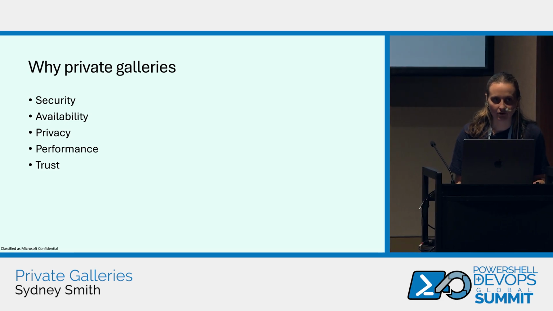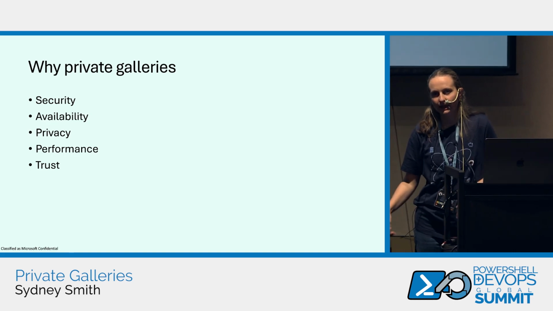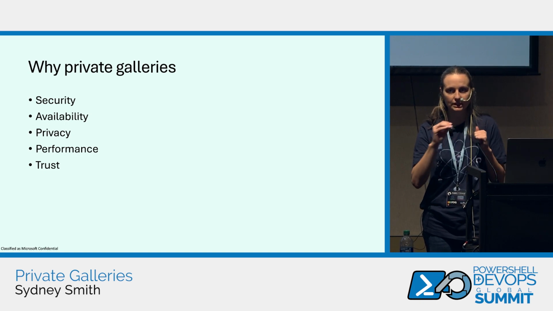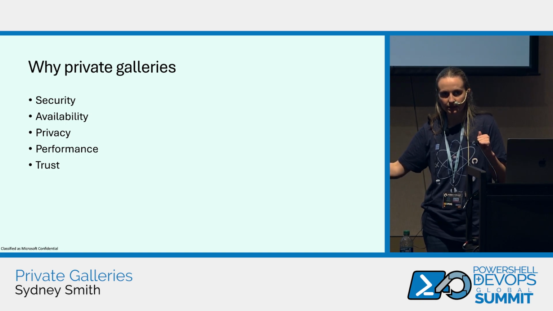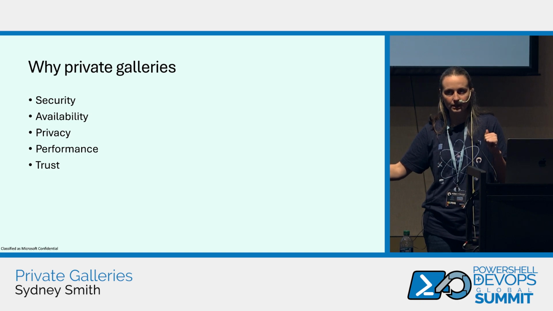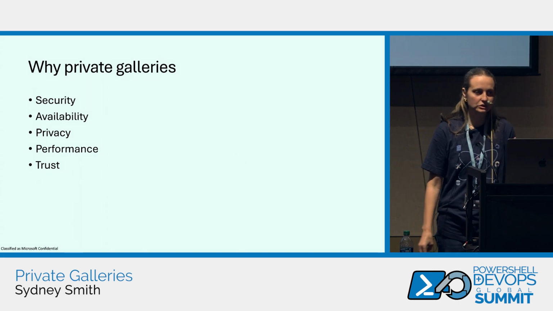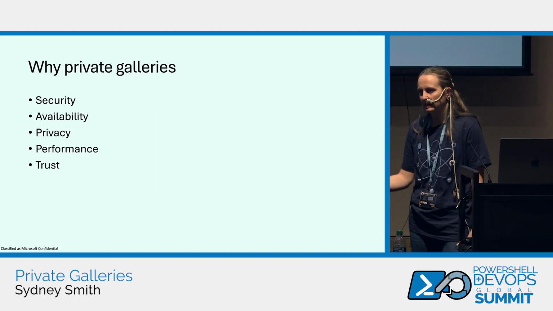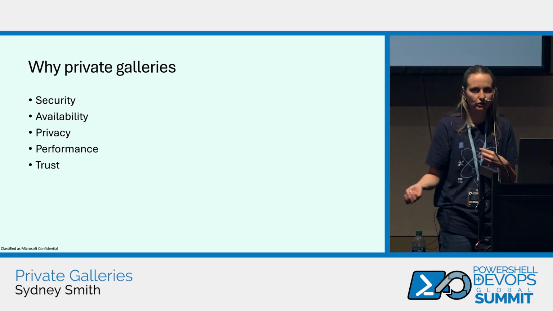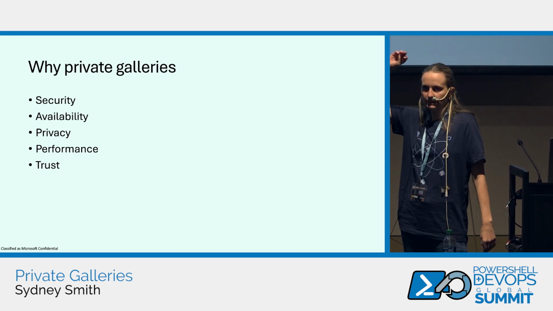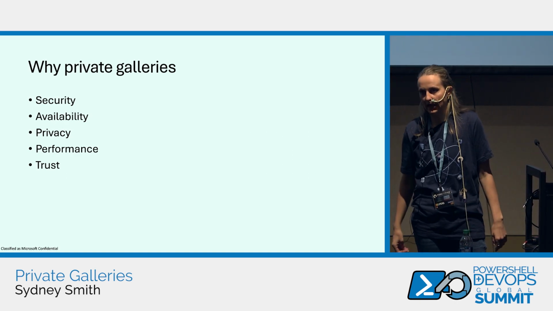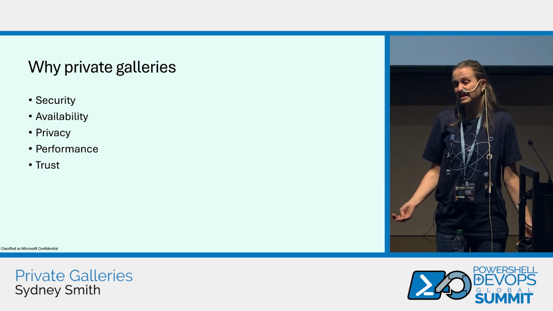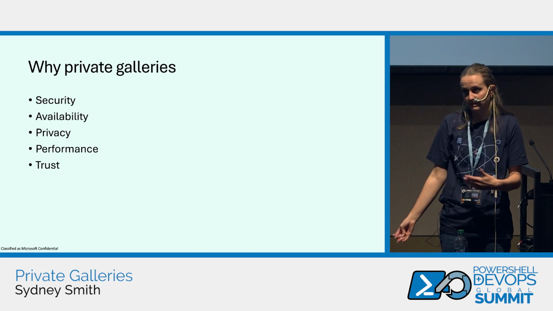Second is availability. I know this one could be a dagger to the heart for some people. PowerShell Gallery does not have any SLAs. So what does that mean? What is an SLA? It's a service level agreement. So that usually means when you're paying for a service, you have some sort of agreement. We're going to be up 99.99% of the time. PowerShell Gallery is not a paid service. It's a community resource. It doesn't have any of those types of agreements.